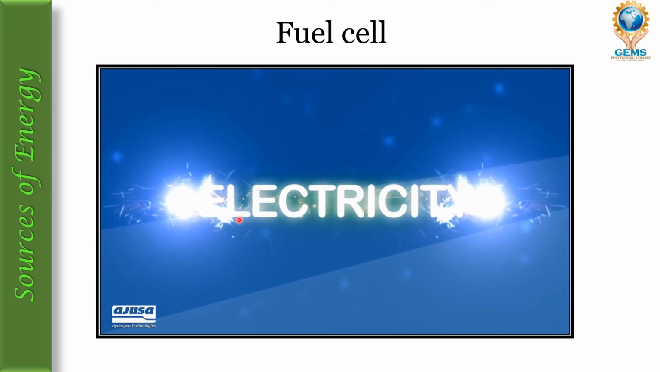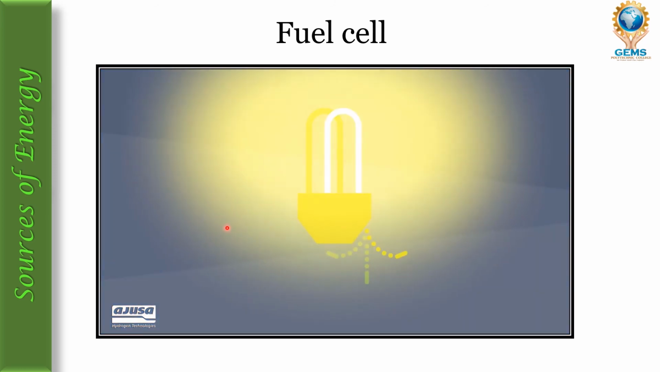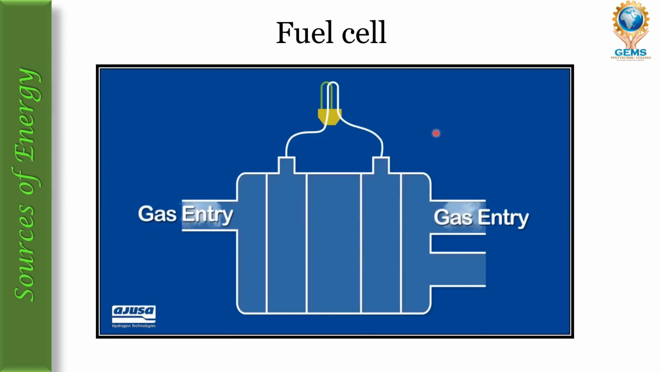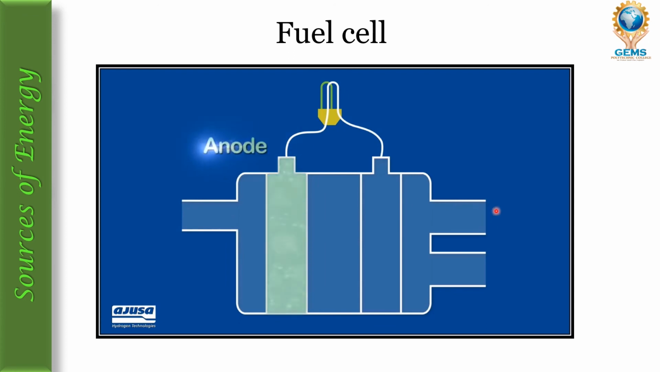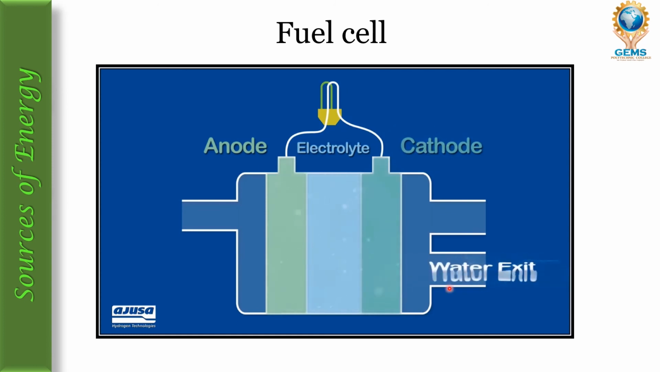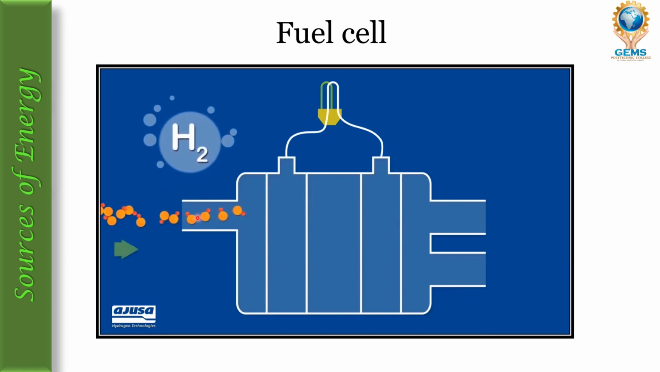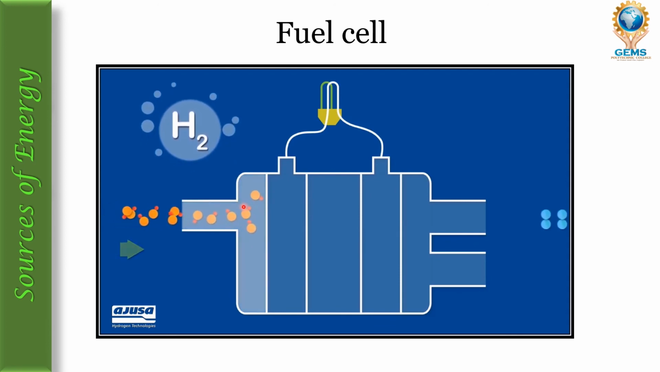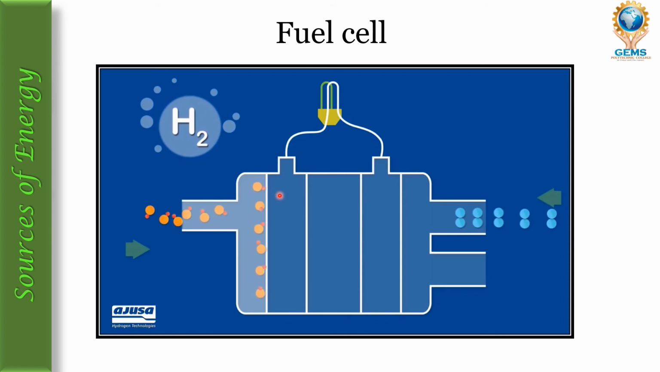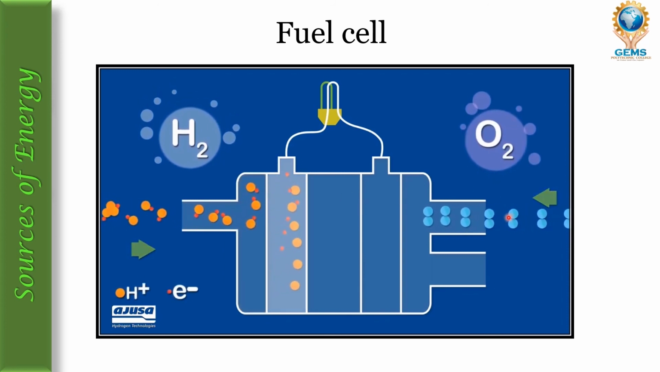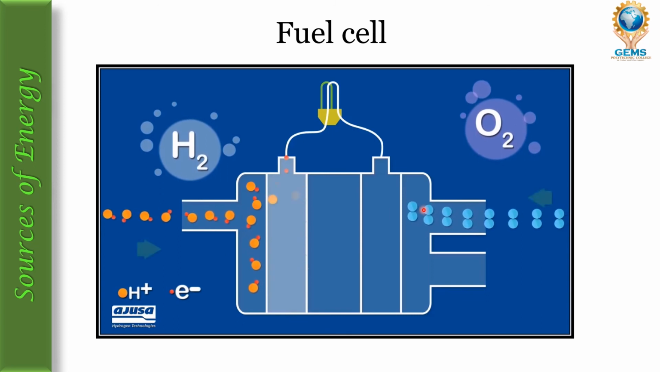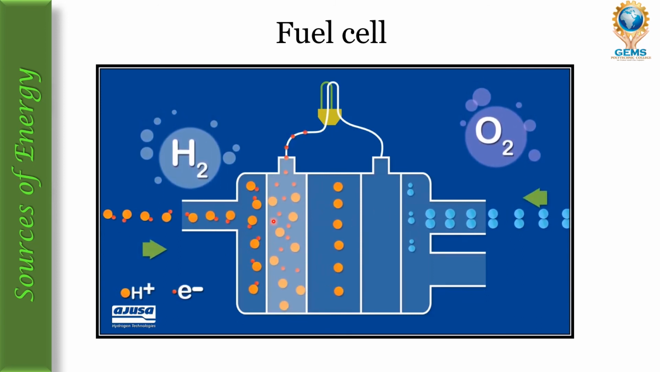We are using hydrogen separately and oxygen separately to produce electricity. This is the fuel cell. At the same time oxygen is entered into this passage. This gets sucked into the cathode.